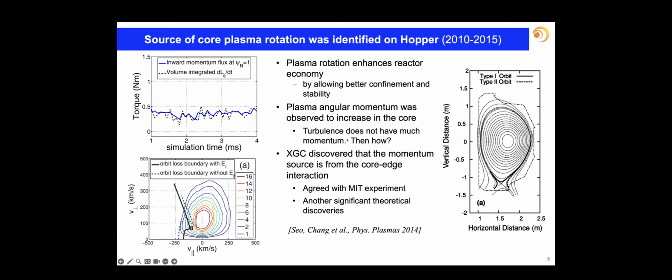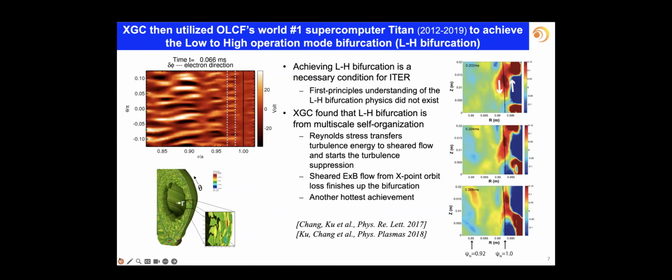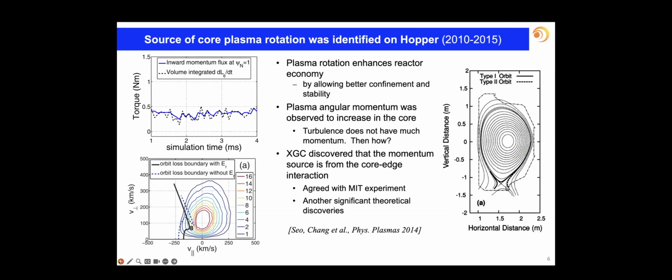And so we attacked this problem. There were some theories that plasma turbulence is making the plasma rotate, but turbulence does not have much momentum. Waves don't have much momentum. So we did the simulation. We actually discovered that the momentum source is from the edge-core interaction.